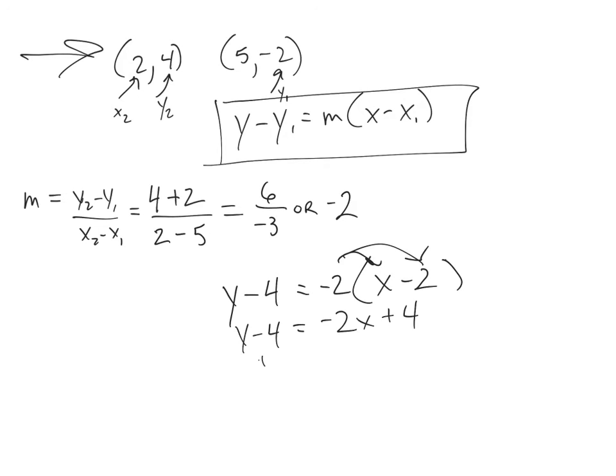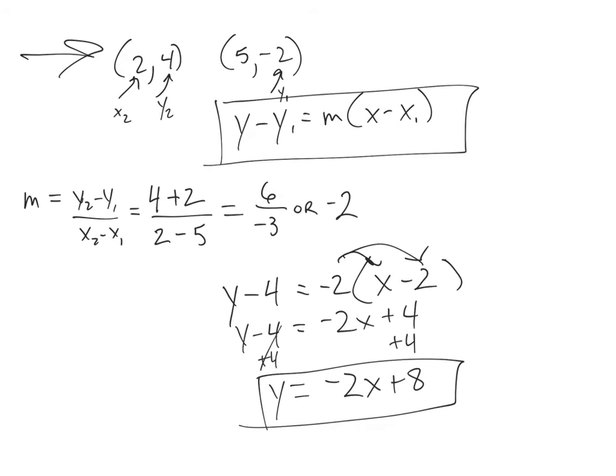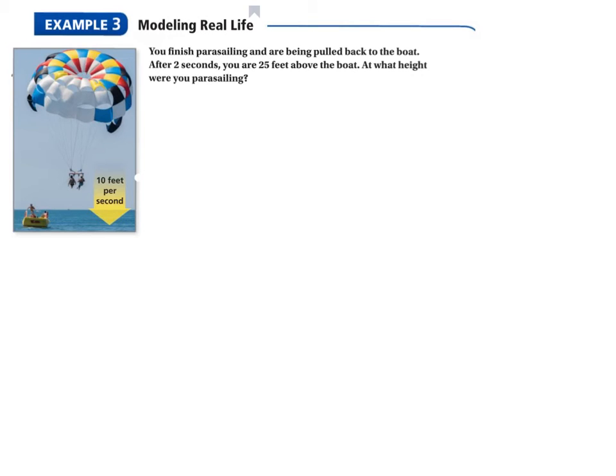And then I can add 4 here, and y will be equal to -2x, and then I added 4 here, plus 8. And so from point slope, I can easily transition to slope-intercept form. So that's another reason why this is a really cool one. Okay, so how do I use that in real life?